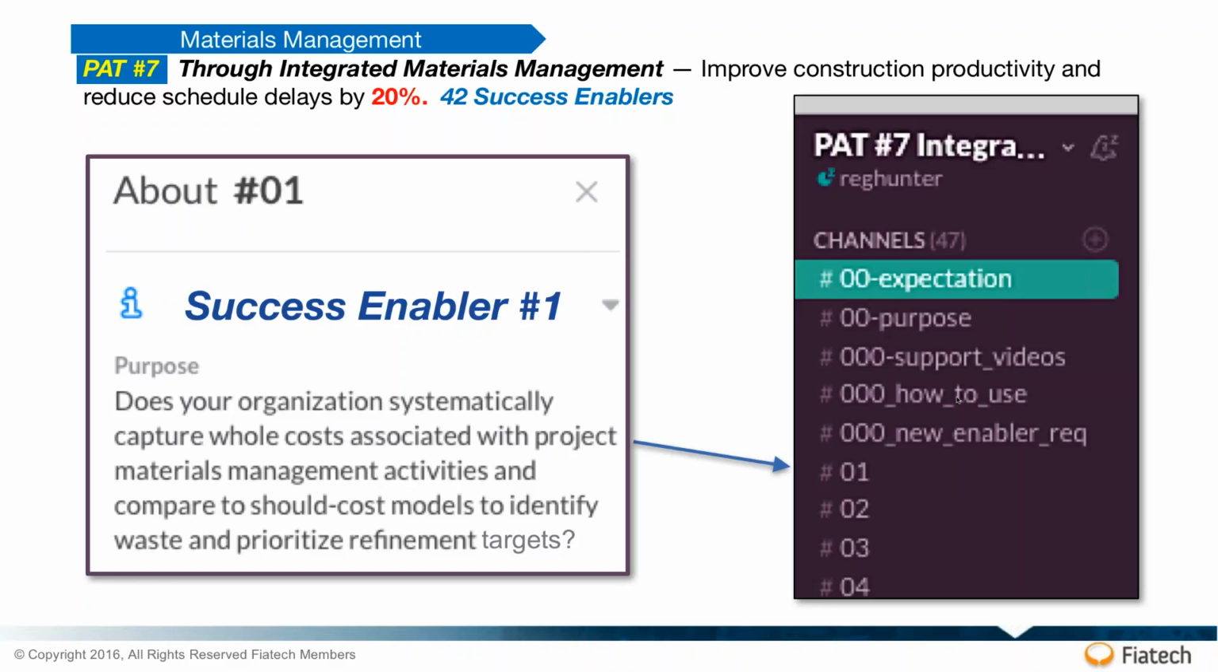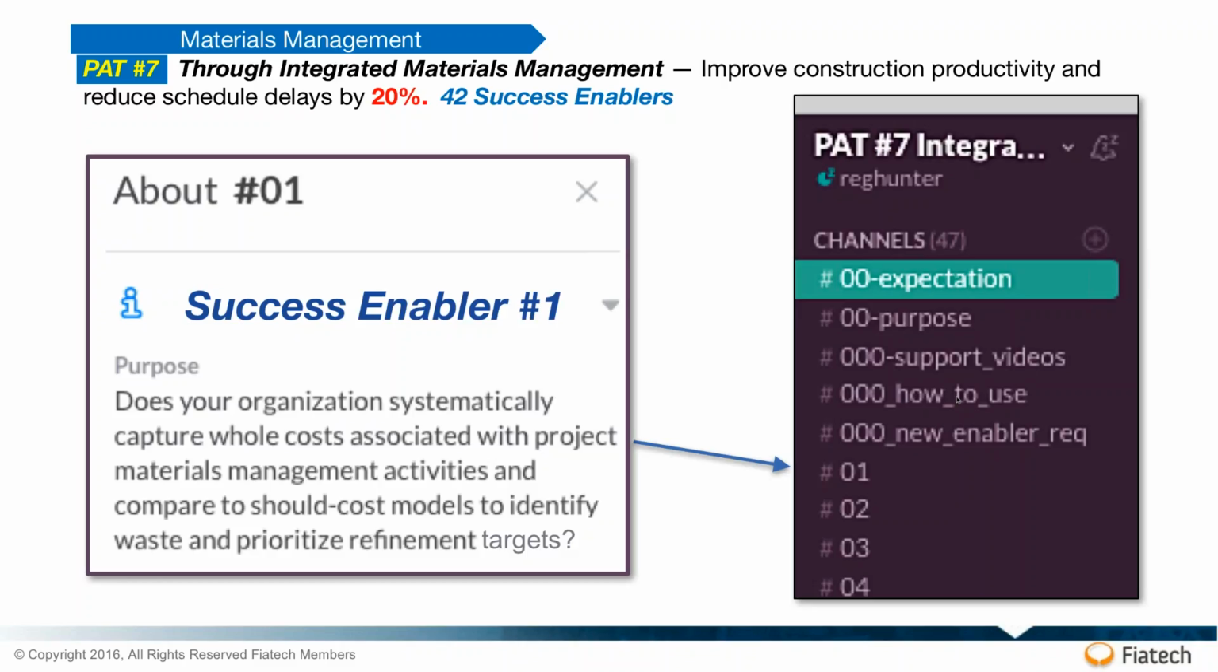I don't even know if this is true, but it seems reasonable in this case for success enabler number 1: does your organization systematically capture whole costs associated with project material management activities and compare it to should cost models to identify? It could very well be that CII has a solution to that, right? It has a modeling tool, or some other organization has it, or it could be that, well, this isn't really that important, or an owner organization has it, or an EPC has it, and they're willing to share it. But this sets the foundation for people to reflect on. I don't even know how important it is. I think it's important, but that's just me.